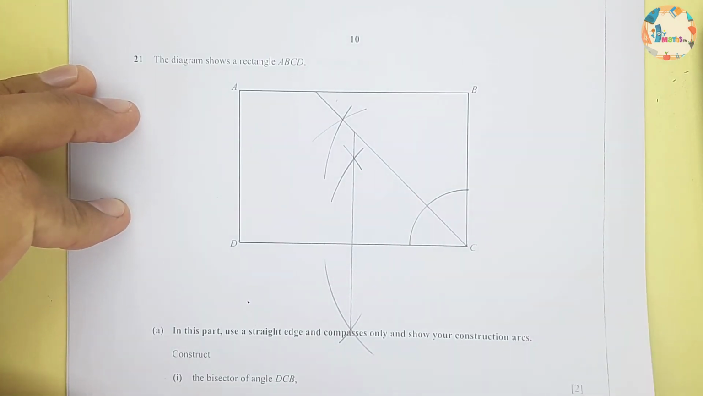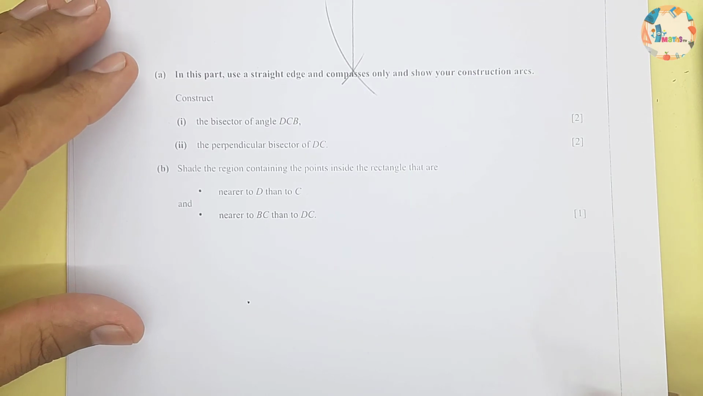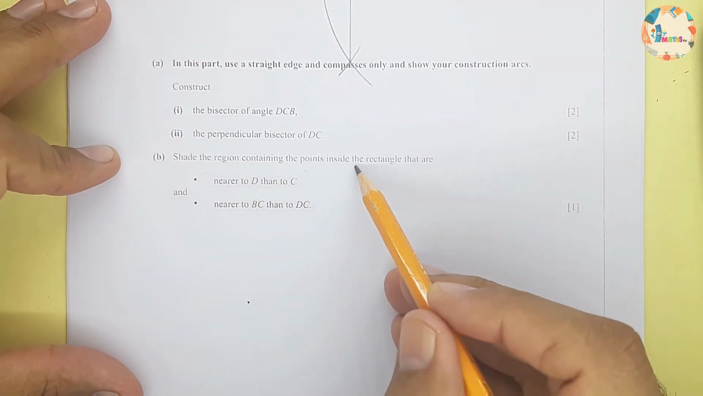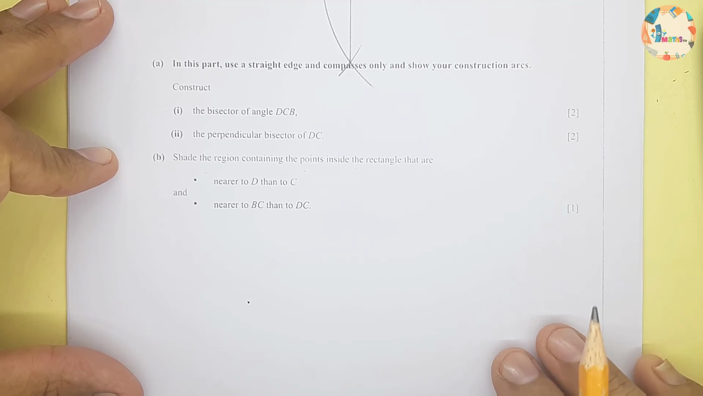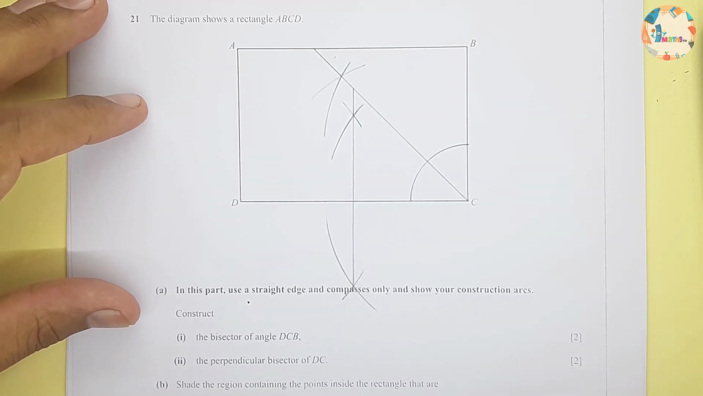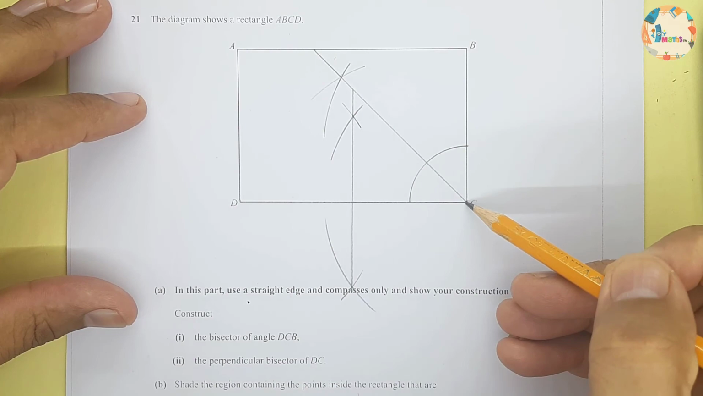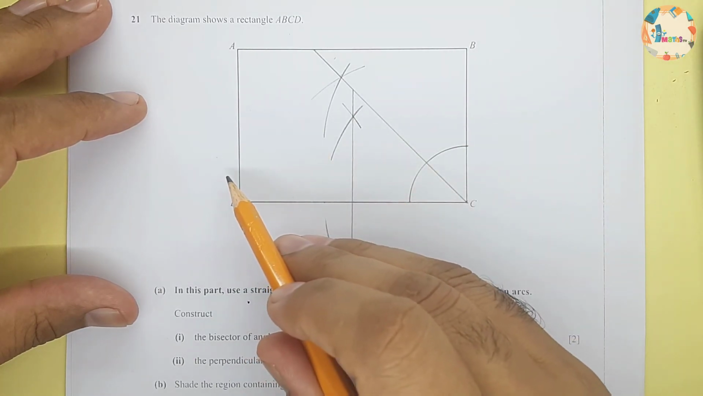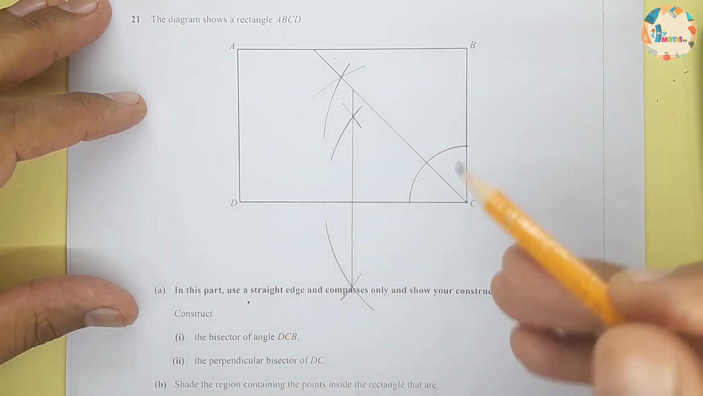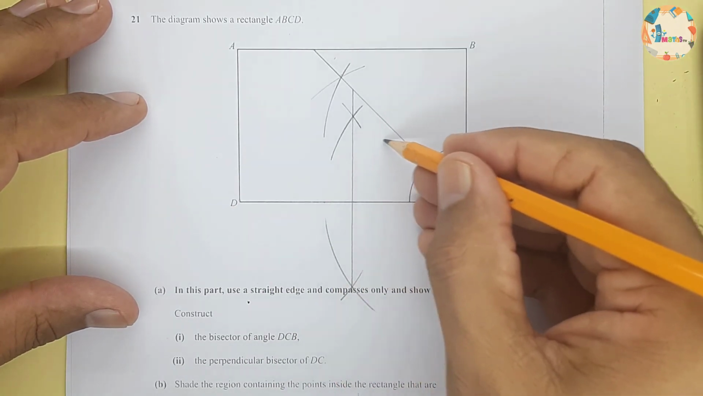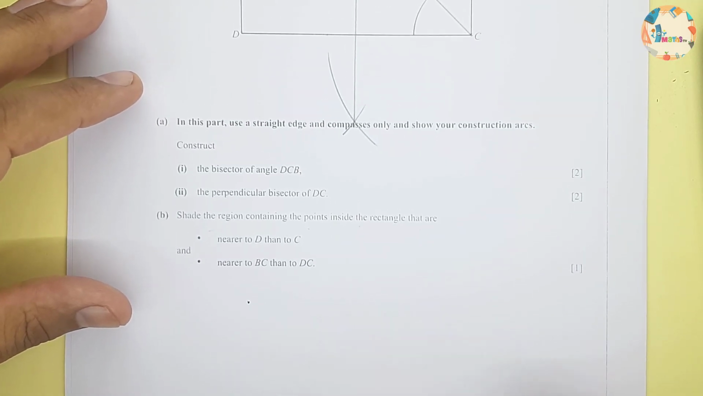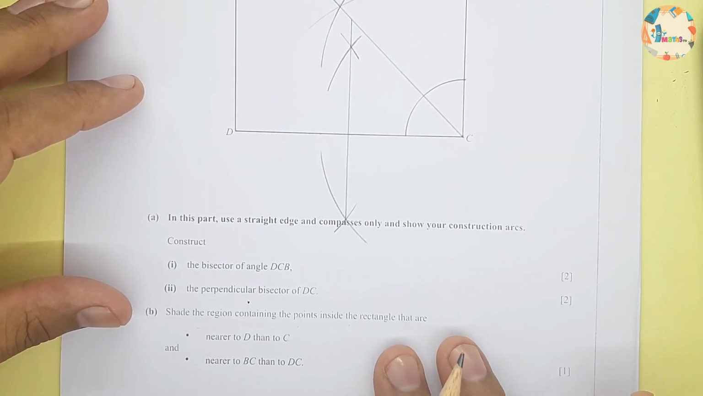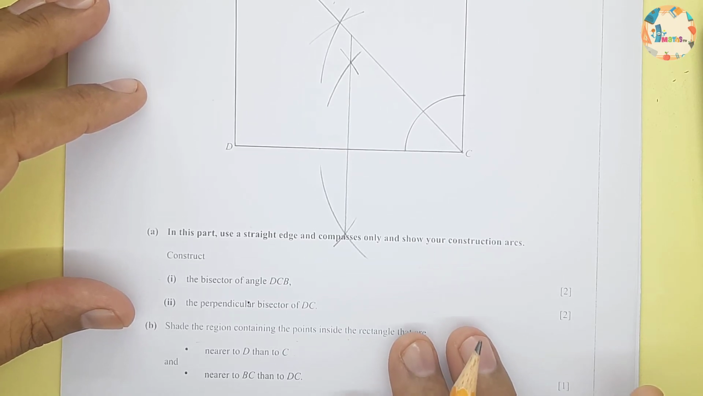Now shade the region, B part. B part is: shade the region containing the points inside the rectangle. So points should be inside the rectangle that are nearer to D than C. Nearer to D than C. So it should be on this side, closer to this one. So it should not be on this side of the line. So that is the first condition. The second condition is nearer to BC than DC. Nearer to BC than DC.